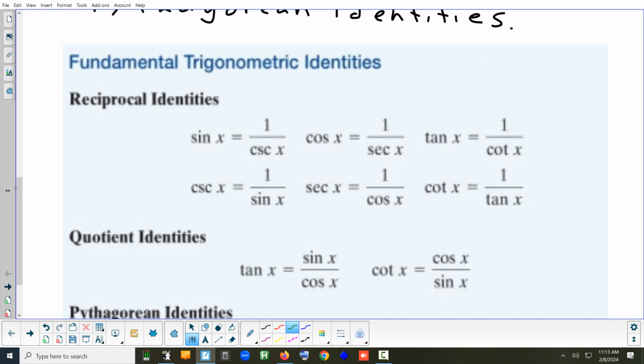If I wanted to graph cotangent and I was typing in cosine, would I have to put cosine x and then also sine of x? Do I have to put x in both of them? Yeah. Yeah.